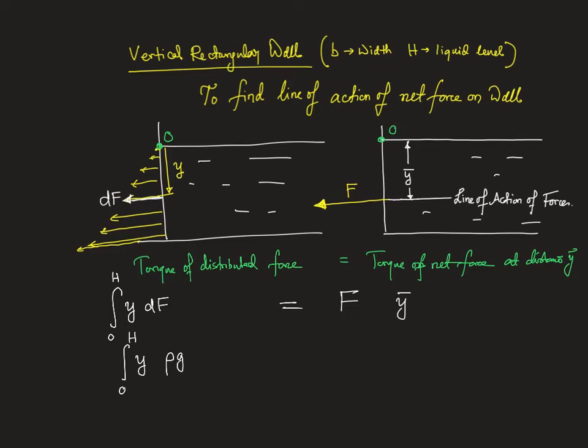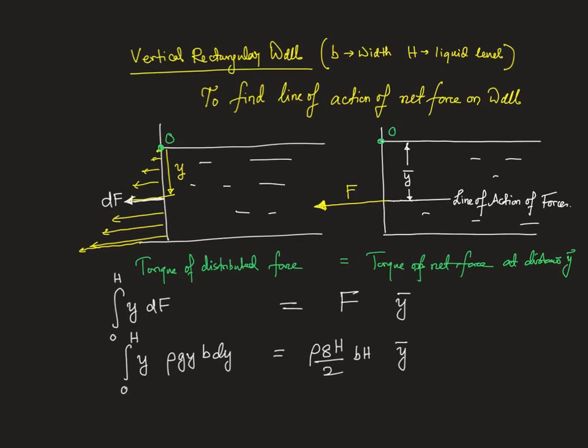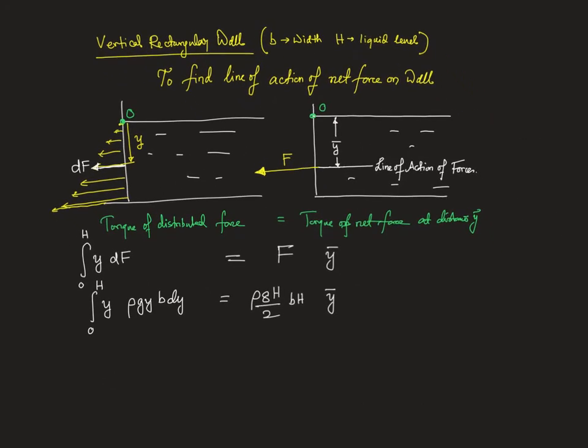dF is how much? Rho g y into b dy is equal to, what is the net force? Net force is rho g h by 2 multiplied by bh, right? So into y bar. Now we have to calculate this y bar in the following way. So rho g b, integral y squared dy, right? So that's y cube by 3. So this will be h cube by 3 is equal to rho g h square b by 2 times y bar, which implies this y bar is equal to 2h by 3.